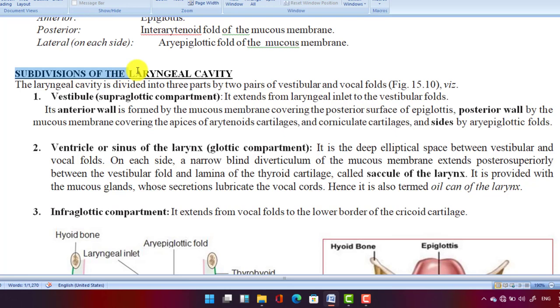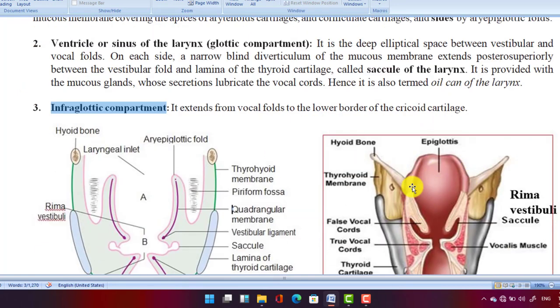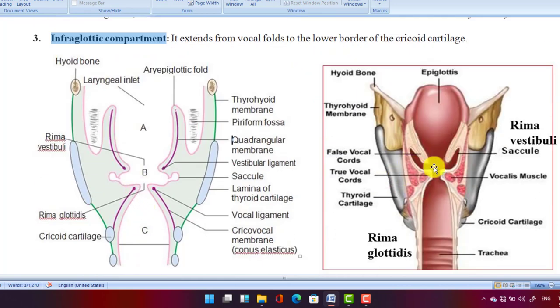Now the laryngeal cavity is subdivided into three parts: the vestibule of the larynx, the ventricles or sinus of the larynx, which is the glottic compartment, and the infraglottic compartment. So the supraglottic compartment, the glottic compartment and the infraglottic compartment. Look, this big opening here is called the vestibule. It is shown here, and this area is the actual glottis.